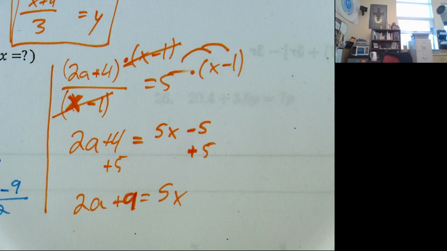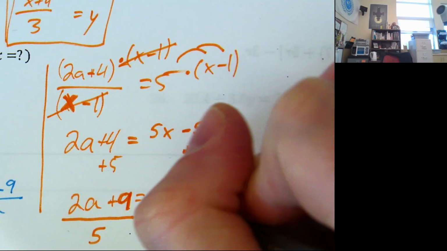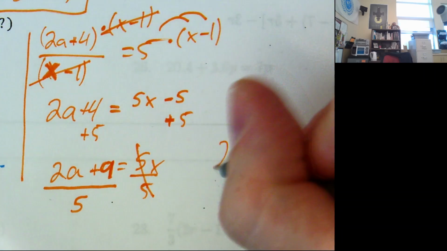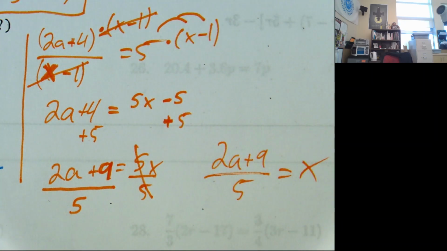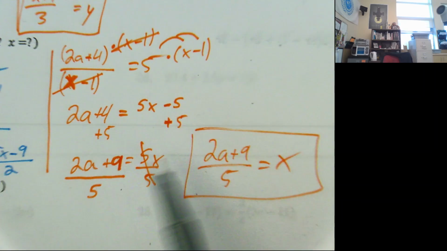Divide by 5. And when you do that, the whole left-hand side needs to be divided by 5. So we've got 2a plus 9 all over 5 equals x. Is x alone? Then we're done. Don't worry about pi. Pi is 30 seconds from now's problem. Questions about what we've done here?